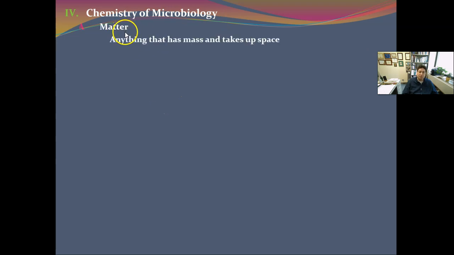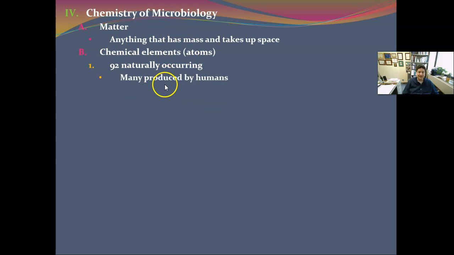You might have heard the word matter. Matter is anything that has mass and takes up space, and matter is composed of chemical elements, which we call atoms. So like every atom on the periodic table is a chemical element. 92 of these occur naturally in nature. Many others have been produced by us humans.